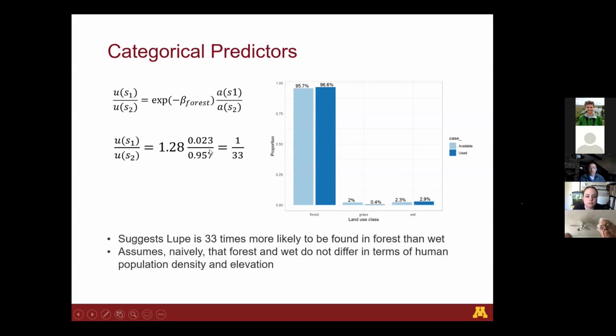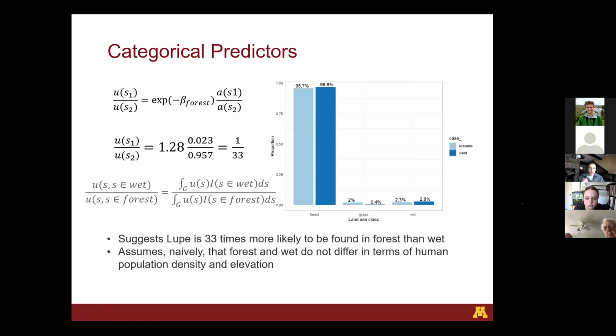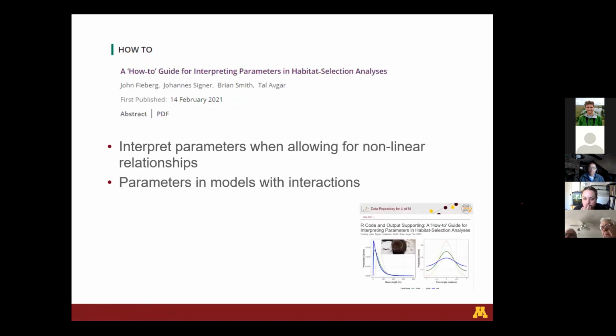This calculation here is sort of naive because it assumes that all you need to do is multiply by the relative availabilities and that the characteristics of those habitats don't differ in terms of population density or elevation. And in the paper, we show you can get a better estimate of the relative use of those two types of locations by actually integrating these surfaces over wet areas and forested areas. So we can get a better estimate if we use a little more complicated approach. In our paper, we also outline ways to think about parameters when you allow for nonlinear relationships or when you have interactions in your model. So again, all of that's included in the paper and the supplementary appendices if you're interested in that.